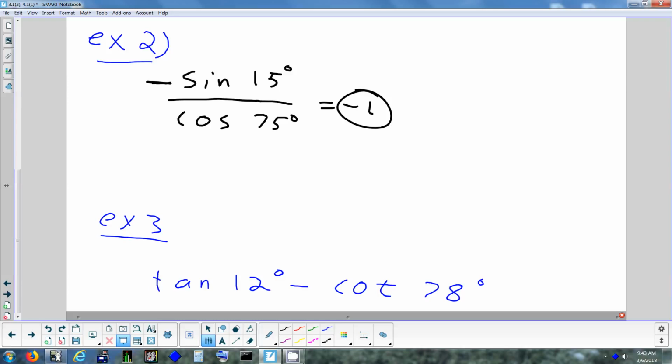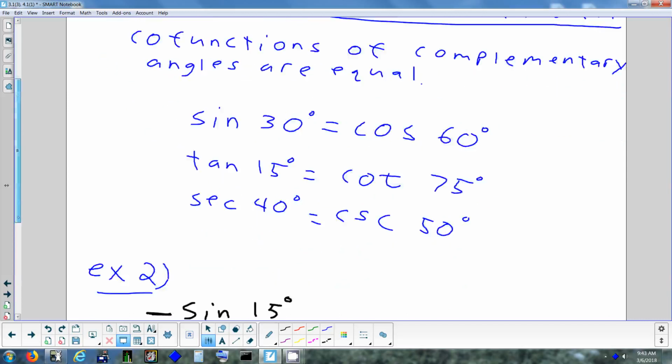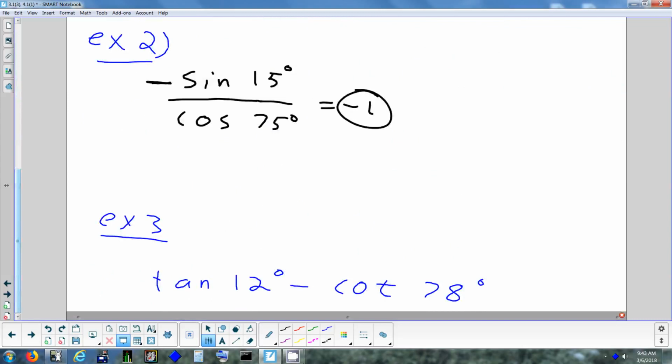Cofunctions of complementary angles are always equal. So we're subtracting two things that are equal. What do you get when you subtract two things that are equal? Zero. So when you subtract two things that are equal, you get 0.